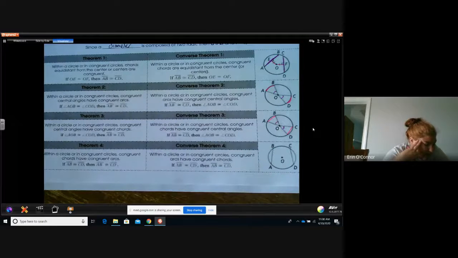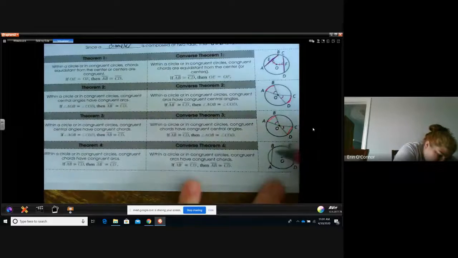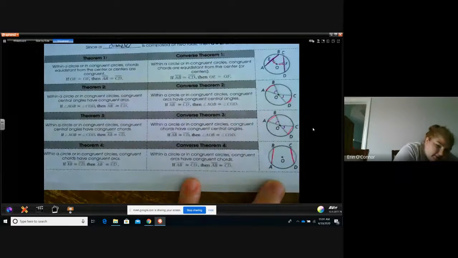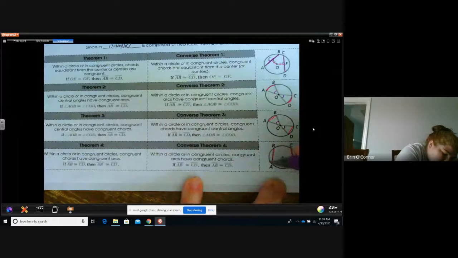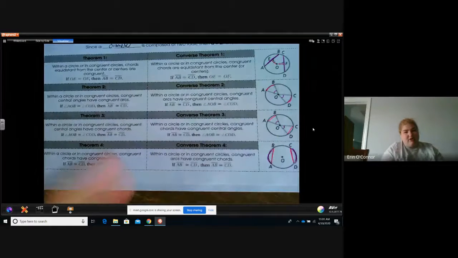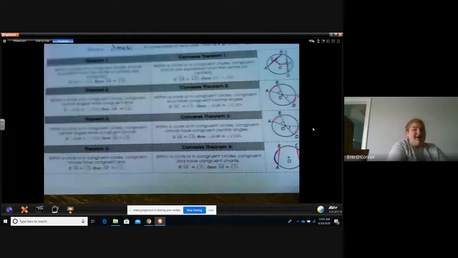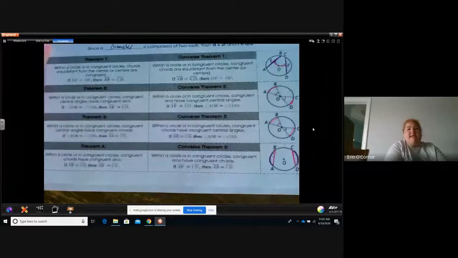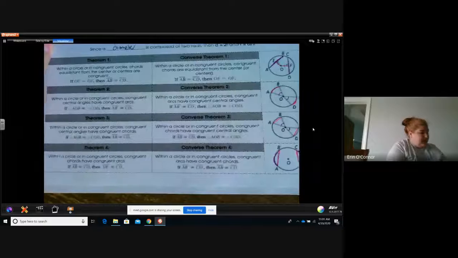And lastly, for this page, within a circle or in congruent circles, congruent chords have congruent arcs. So if this is congruent to this, and that's going to be shown with slash marks normally, then this arc is congruent to this arc. Conversely, if these two arcs are congruent, then their chords are congruent. Okay, and again, if you don't remember, congruency means equal. Let's look at the next one.